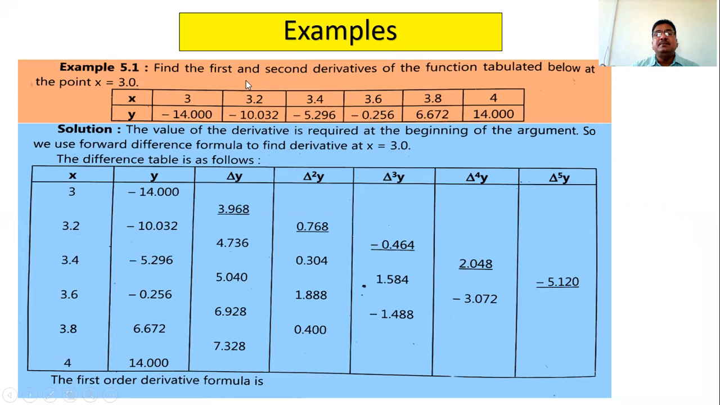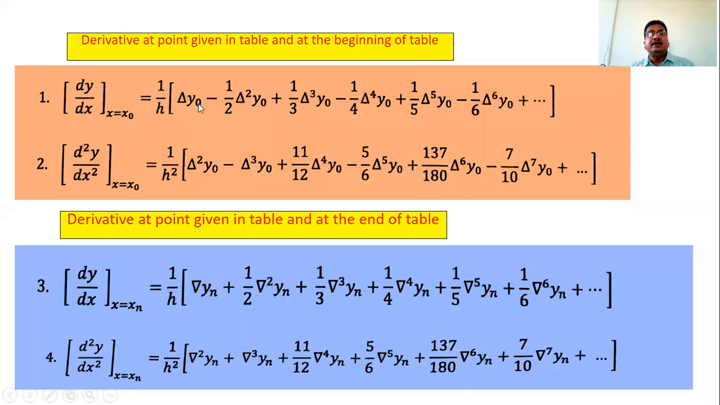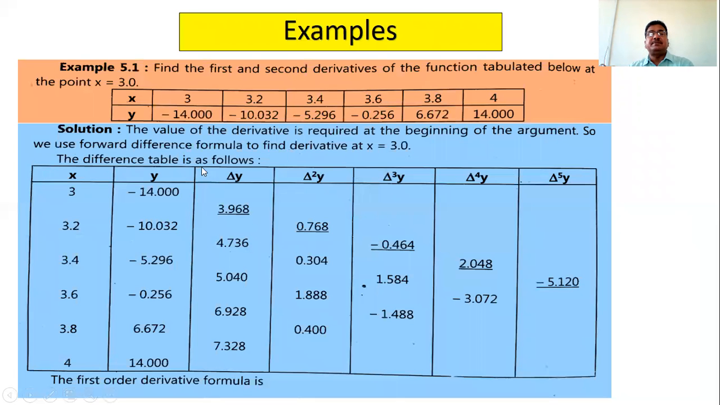So we have to find the first and second order derivative at this point. For this, we have to use these formulas, and here we have observed that the terms in the formula are delta y naught, delta square y naught. That is, we have to prepare the forward difference table. So first prepare the forward difference table. So this is the forward difference table.